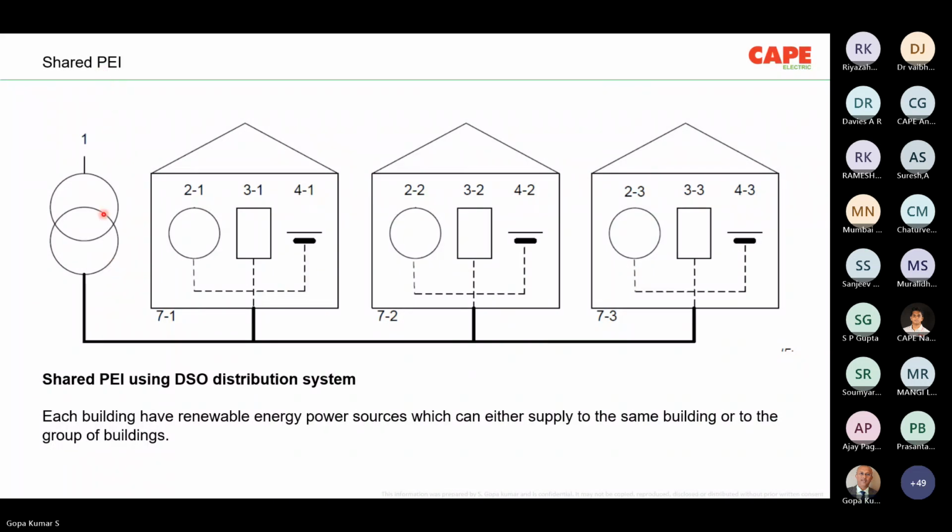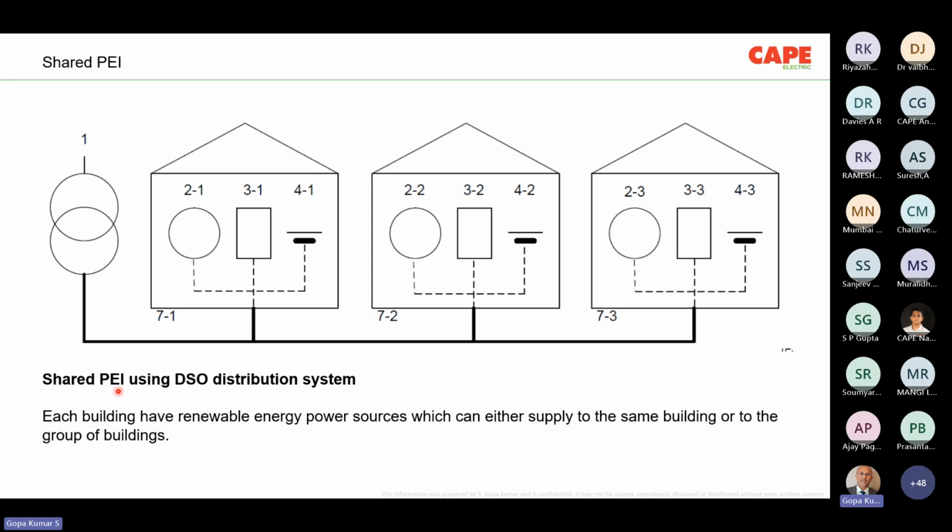Shared PEI. In a shared PEI, you can see here the transformer, the distribution system, the black dotted line, which belongs to the DSO, the distribution company's network. 7.1 to 7.3 are prosumer electrical installations, not consumers. Here, each prosumer installation consists of a generation, a usage of electricity, a load, and a battery. 2 stands for generator, 3 stands for a load, and 4 stands for a storage unit. So each of 7.1, 7.2, 7.3 is a prosumer electrical installation.